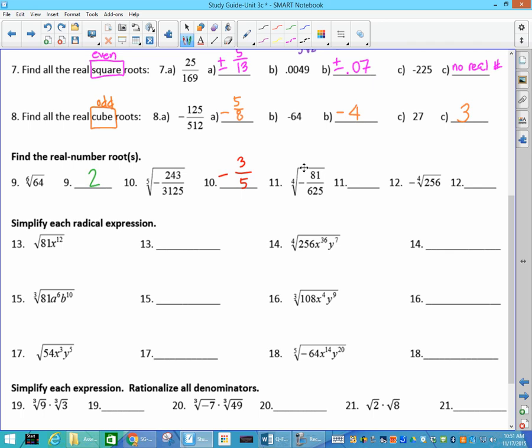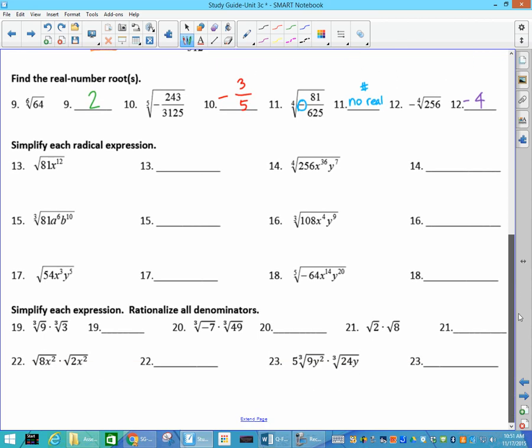The fourth root of a negative number, I cannot take the even root of a negative number, so this is no real number. Do not give me no solution. I'm not solving an equation. This is an even root, but my negative is not on the inside, it's on the outside, so that's fine. And the fourth root of 256 is 4. So this will be negative 4.